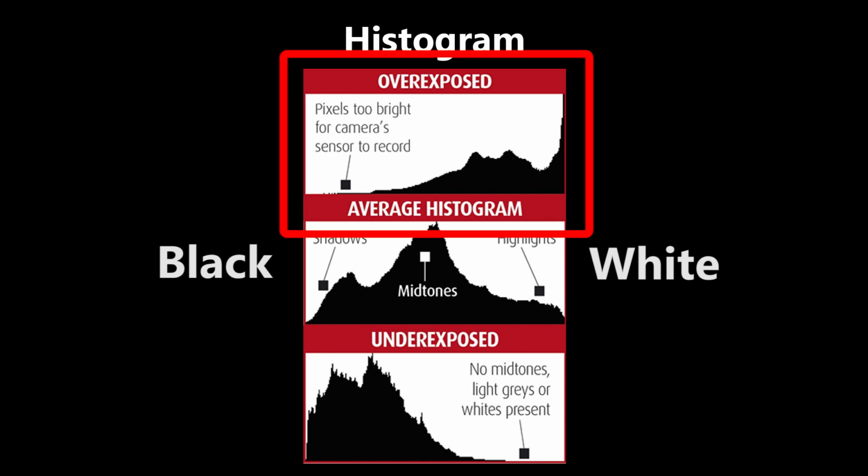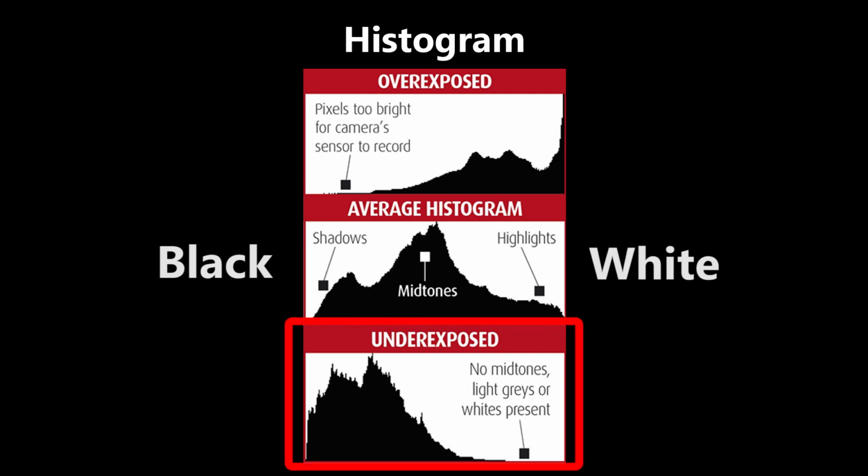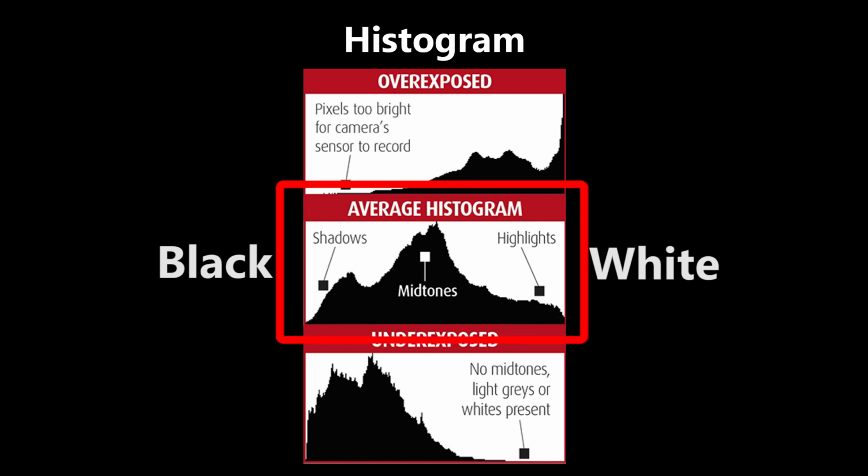The top histogram is overexposed, meaning that the image would be too bright with burnt out highlights. The bottom histogram is underexposed, resulting in a dark image. The middle histogram is what you want to aim for, as a full range of tones have been recorded.